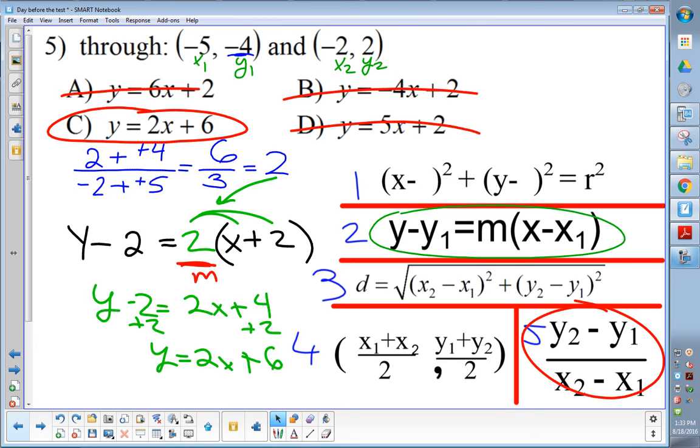I plugged in negative 2. It was minus a negative 2 for my x sub 2. Remember, you can pick either point. I could have picked negative 5, 4. I picked negative 2, 2 because they were easier numbers.